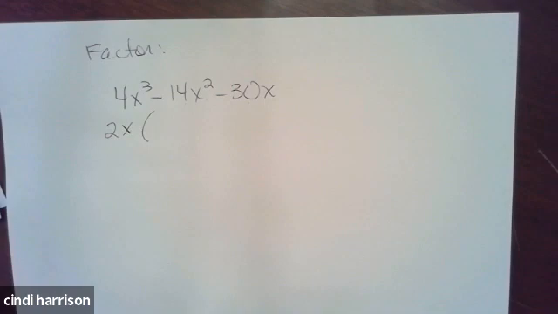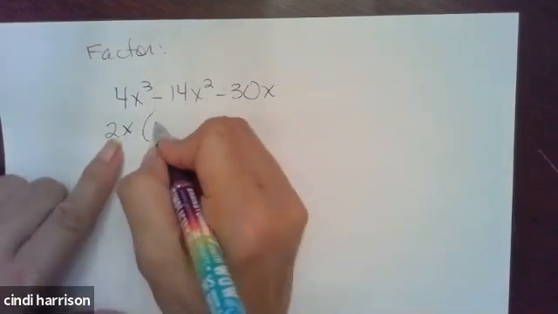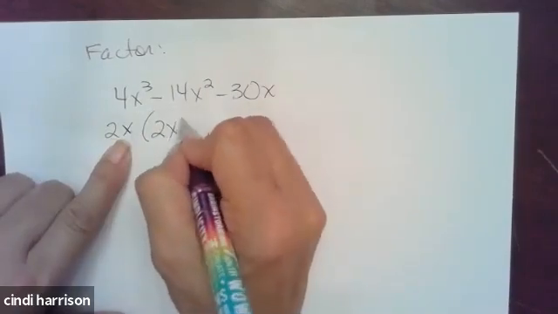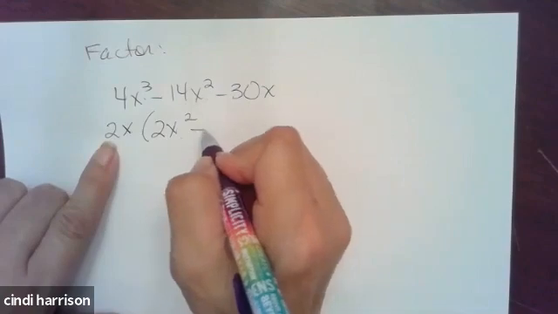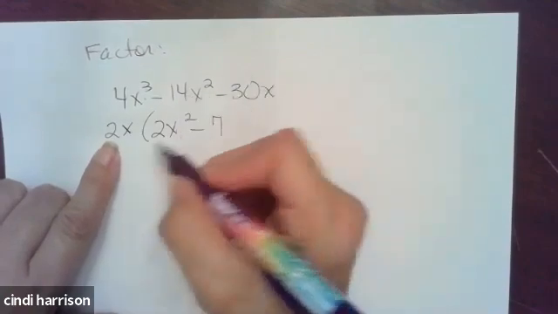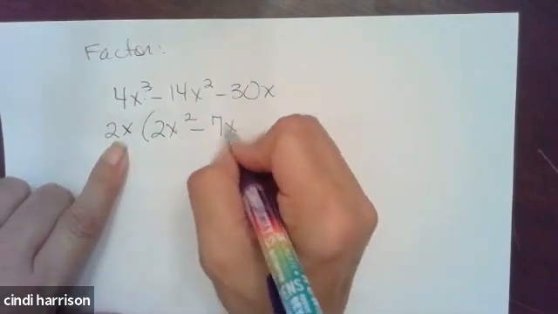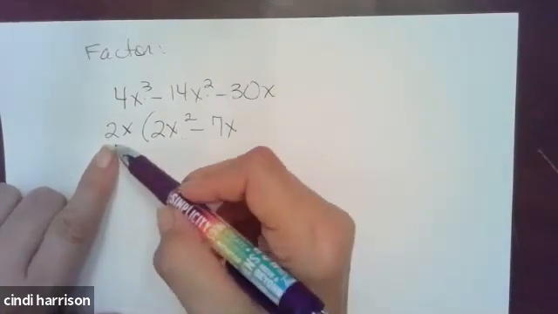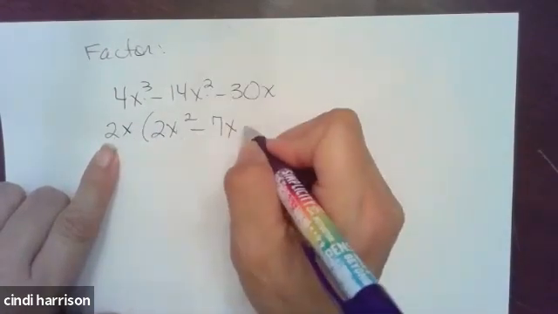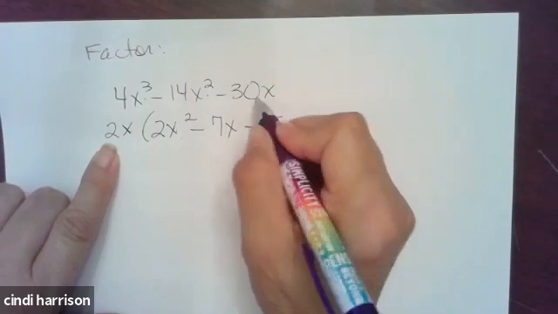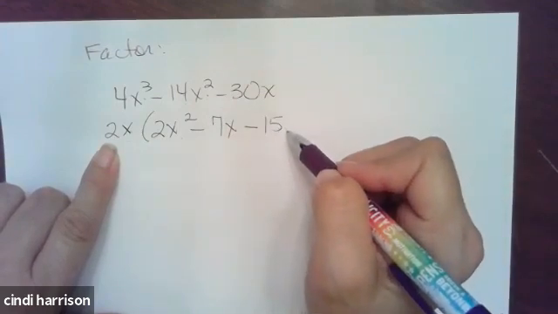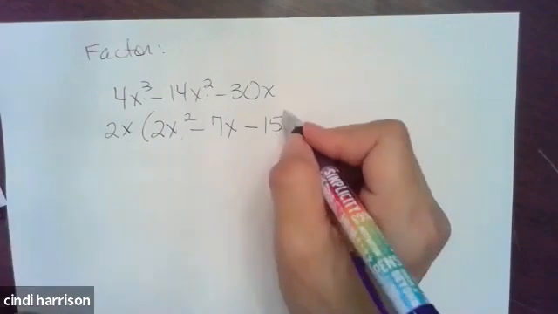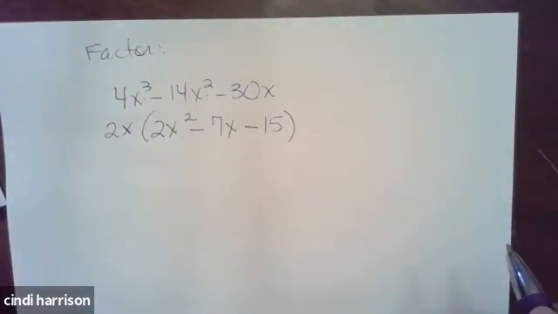I'm still looking up a factoring problem here. Okay, so 2 times 2 is 4. x times x squared will give us x cubed. 2 times negative 7 will give us negative 14. And x times x would give us x squared. And then lastly, 2 times negative 15 would give us negative 30. And then we don't multiply by x because we already have an x here, so we just close the parentheses.